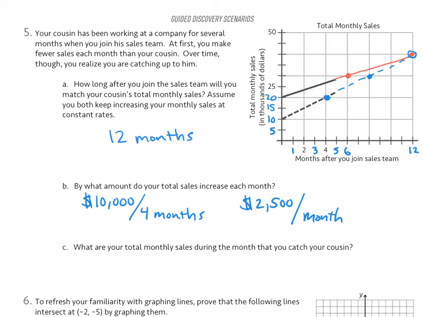Part C. What are your total monthly sales during the month that you catch your cousin? Here's the point where you catch your cousin. We know it's after 12 months. Well, we can take this point and slide across to the vertical axis to figure out your total monthly sales. What's that value? We were counting up by 5s, 5, 10, 15, 20, 25, 30, 35, 40. So this is 40, and we want to be careful not to put $40. It's in thousands of dollars, so that's $40,000.